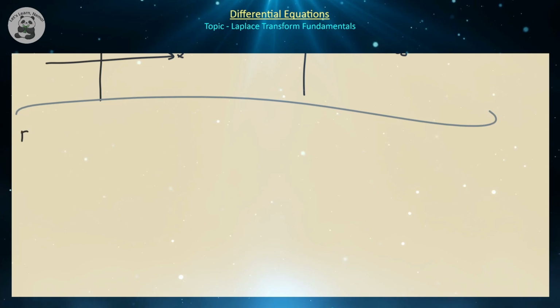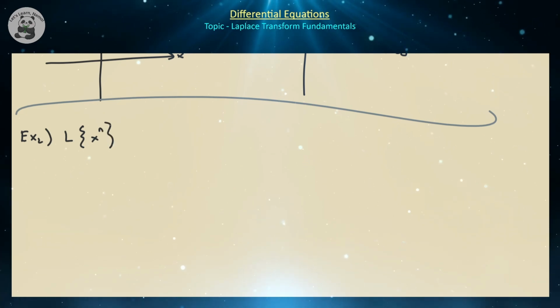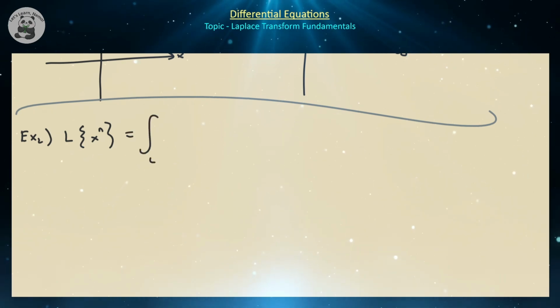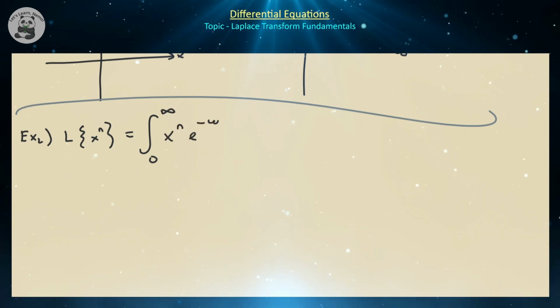So let's look at another important class of functions, and that's the Laplace transform of monomial terms. Let's say x to the n, where n is a natural number, but you can actually take n to be any real number as well. So this is going to be equal to the integral from 0 to infinity of x to the power of n e to the minus omega x dx.